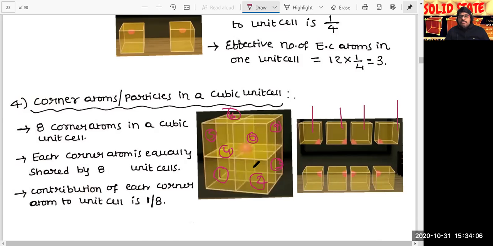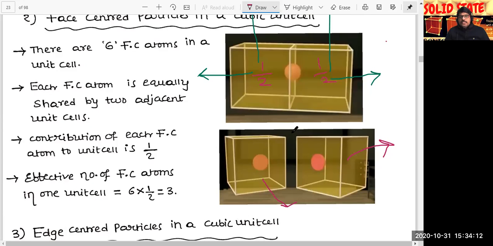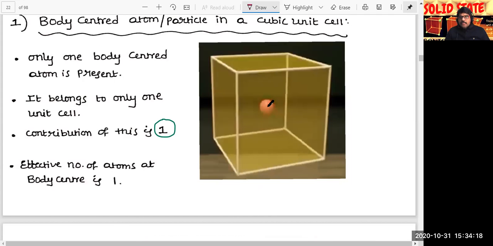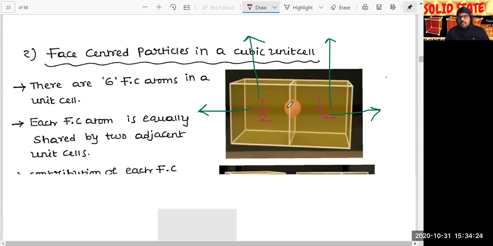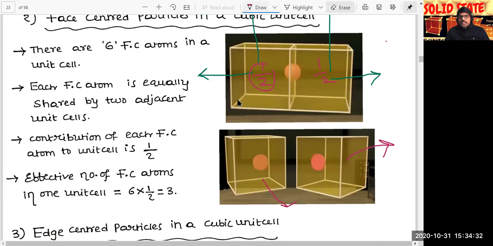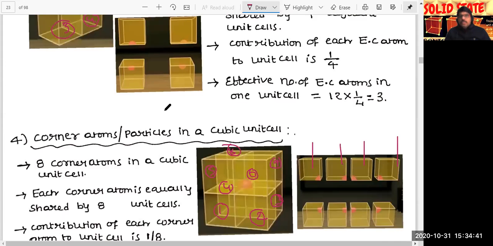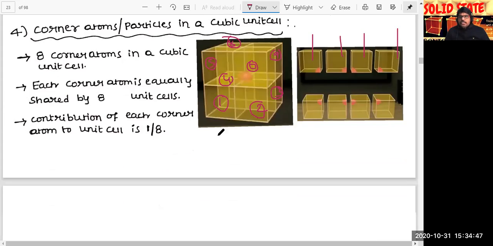So this is the situation of the 4 types of particles in cubic unit cells. The body center particle is not shared by other unit cells. It belongs to only one unit cell. The face-centered atom is shared by 2 unit cells, so the contribution is 1 by 2. The edge-centered atom is shared by 4 unit cells, and the contribution is 1 by 4. Now the corner atom is equally shared by 8 unit cells, and the contribution is 1 by 8.